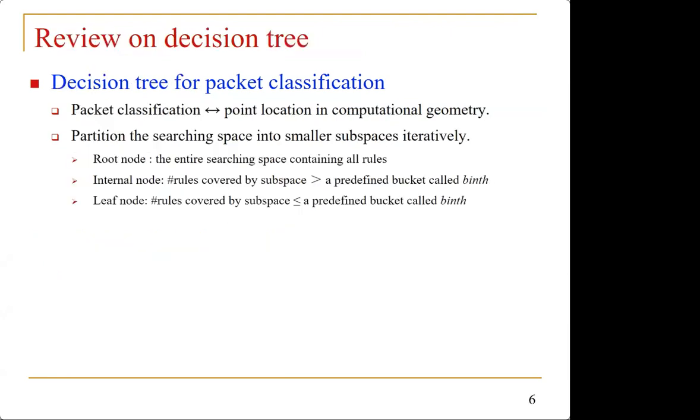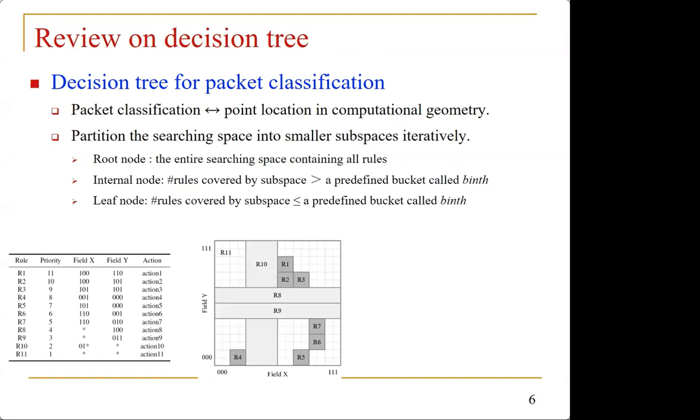Packet classification can be regarded as the point location problem in computational geometry. The fields in the packet header correspond to the dimensions of a geometric space, and a packet denotes a point, while a rule denotes a hyperrectangle in the space. Then, classifying a packet is equivalent to finding the highest priority hyperrectangle that contains the point representing the packet. The geometric view of the ruleset in the table is shown in the figure.